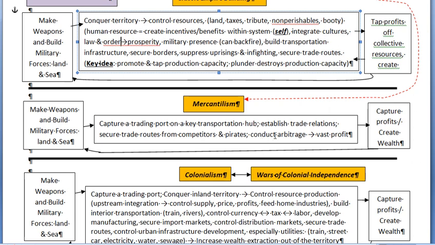Tea in China is cheap. You ship it to England where there's high demand and it is not made, then you get a lot better price and you make profit, all right? So you have vast profits. You capture profits. You create wealth, right? With that, you build your military forces.